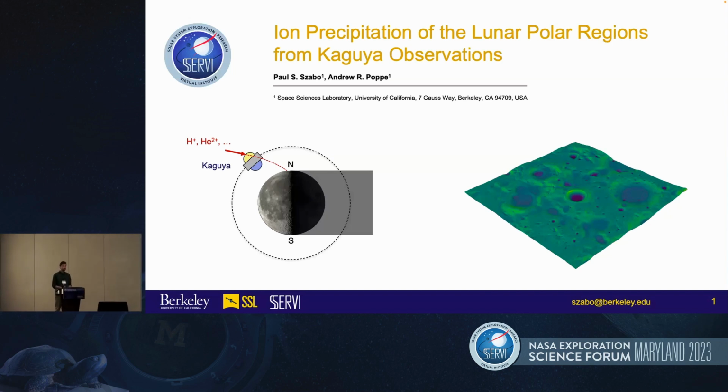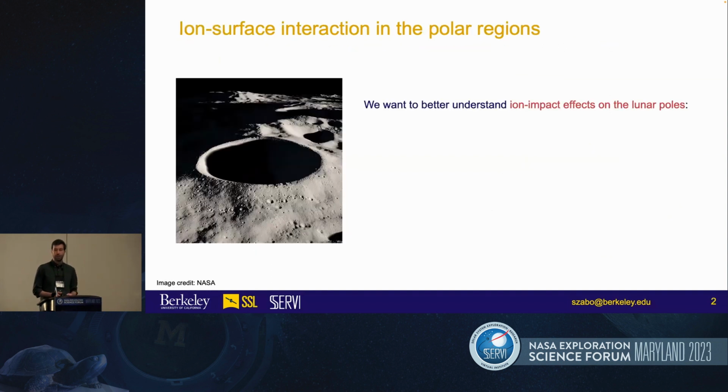Like the title says, and as Andrew introduced, we're interested in the ion precipitation at the poles of the moon, and we've used data from the Kaguya mission to better quantify the ion fluxes there. There are several different motivations for our research. In particular, we want to understand implantation of volatiles.